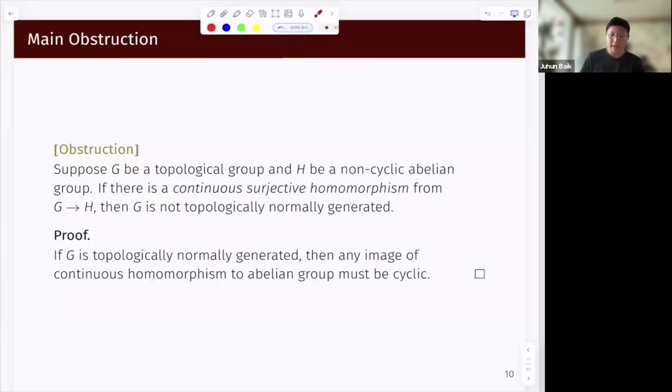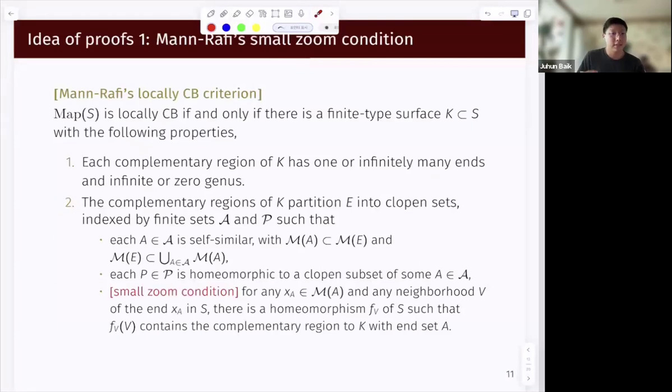But if we have a non-cyclic abelian group on its image, then it cannot be. So this one is just the easy obstruction. And then the hardest thing is to construct these homomorphisms. So let me just introduce the first idea of the proof. This one is Mann-Rafi's small zoom condition.